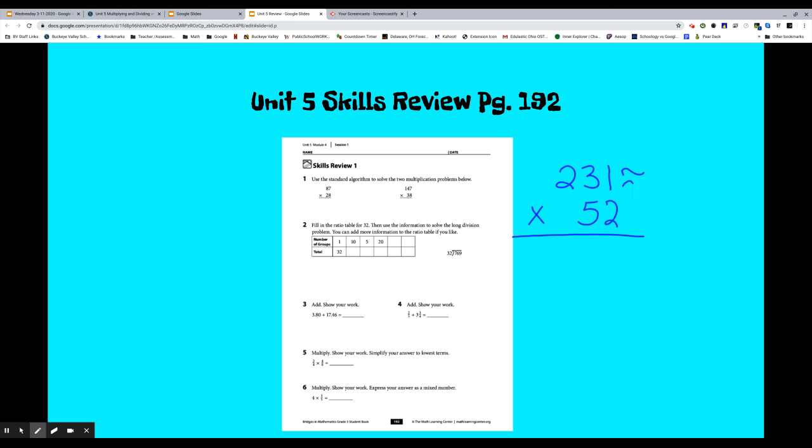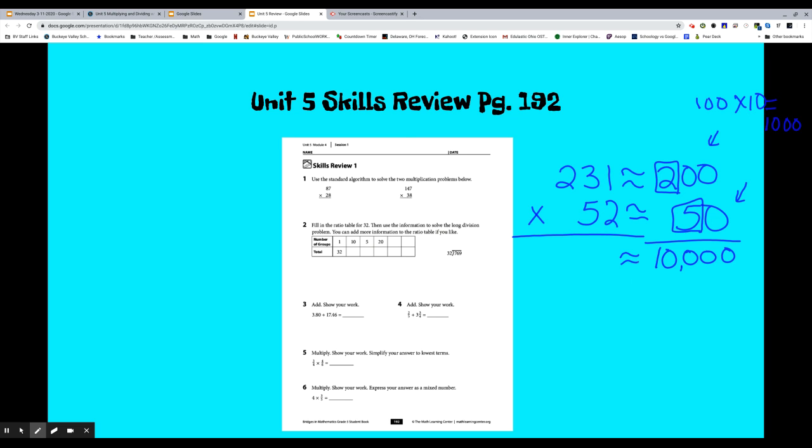I know that 231 is about 200, and I know that 52 is about 50. And when I multiply, I know that this will give me 10, right? 2 times 5 will give me 10. That's really 200 times 50. And so 100, which represents the hundreds, times a 10 gives us 1,000. So I know that I have to have this go to the 10,000s place, since we already had the 10. So I multiply 200 times 50 and I have 10,000. So I know that my answer should be about 10,000.